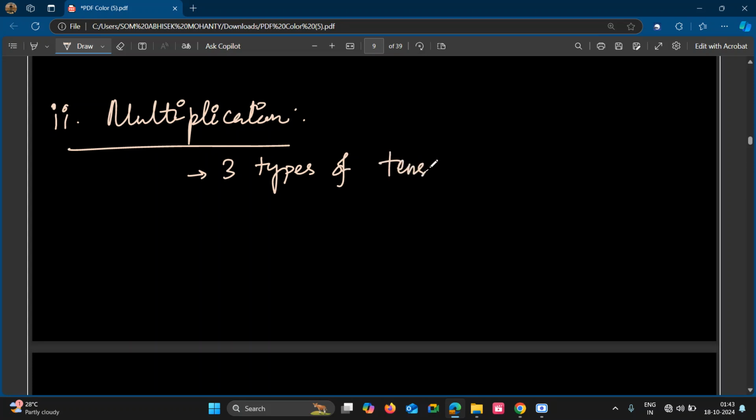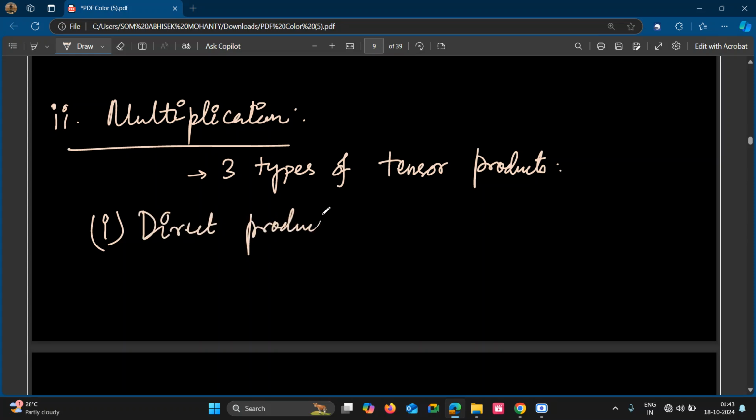Three types of tensor products. The first one is called a direct product.